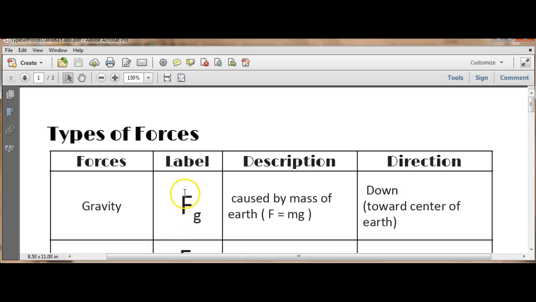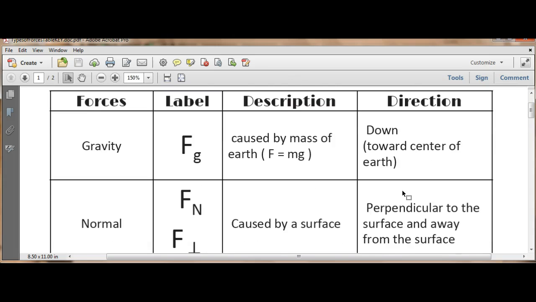And the symbol for it is F for force, and then a little subscript here of a G for gravity. And it's caused by the mass of the Earth. The mass of the Earth pulls on whatever item we're talking about. And for our information, if we know the mass of the item, the force is just M times G. And we will be using that later on. And for our purposes, we generally draw our things where we're using gravity going down, but technically it's going toward the center of the Earth.